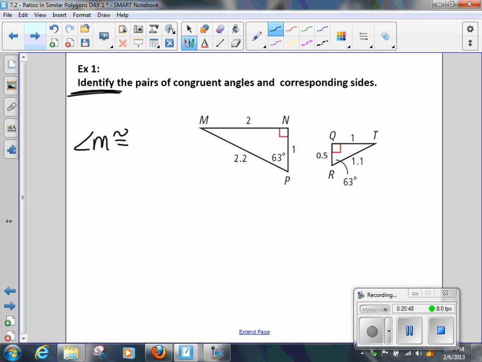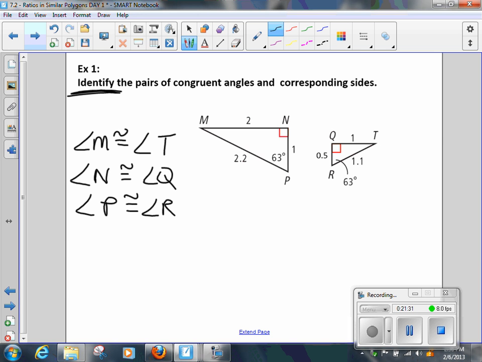Angle M will be congruent to what corresponding angle? Why is it angle T? Because it's flipped over, okay? It can't be angle Q because angle Q is a right angle. So angle M corresponds to angle T. Do you guys agree? You see it? All right. Angle N corresponds to what, everybody? Angle Q. Angle P has to correspond to? Why? Because they're both 63 degrees. So we've named our pairs of congruent angles, correct?